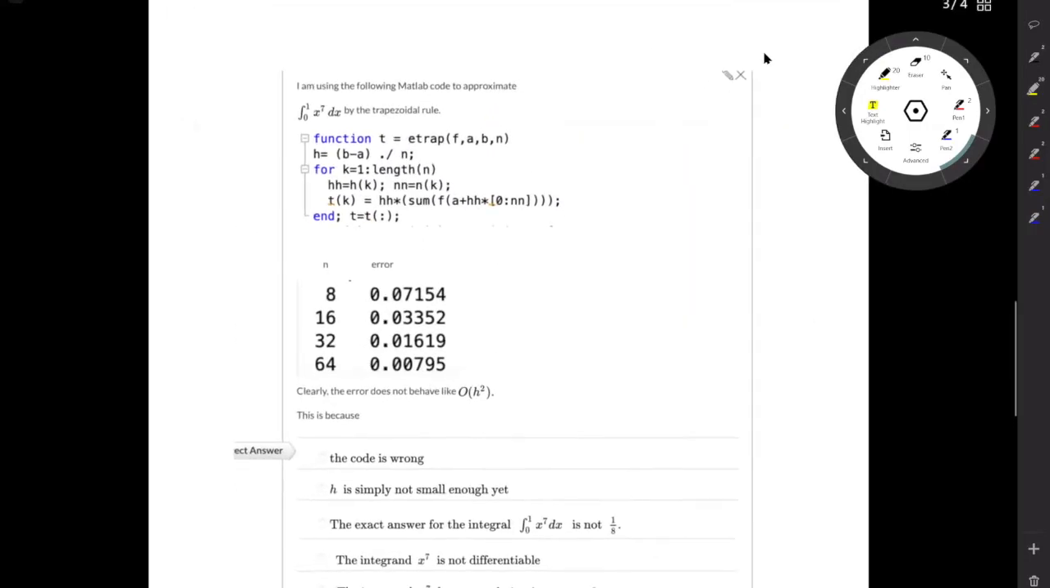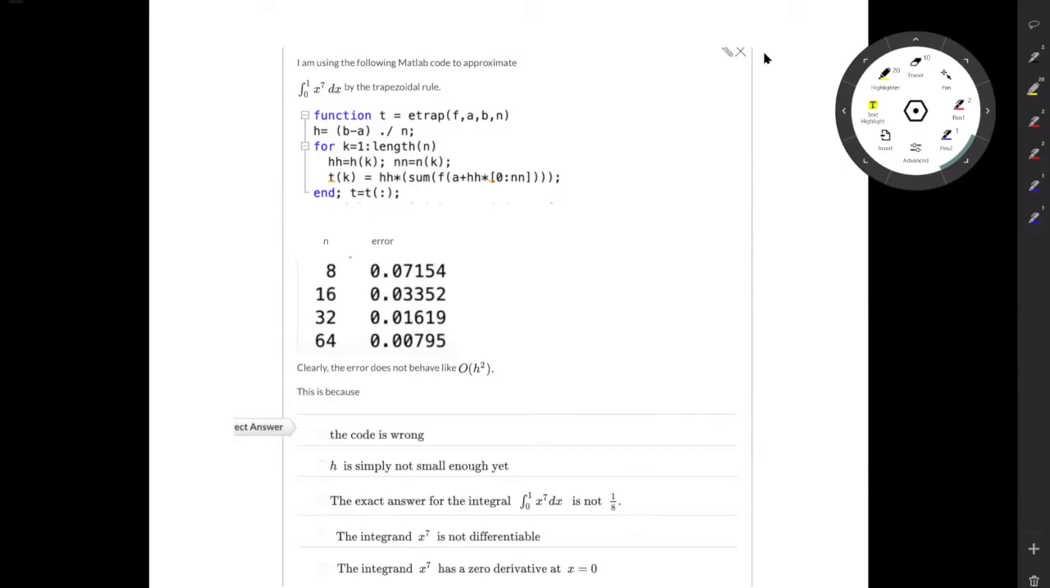This was the first time I asked you a question like that. Clearly the error here gets roughly multiplied. This seems to be more like order h, and it's not order h squared, right? Because every time I divide h by 2, the error only gets divided by 2. So it's order h. So why is it like that?